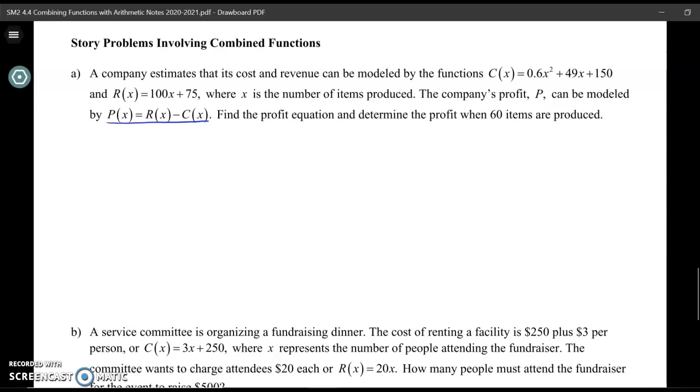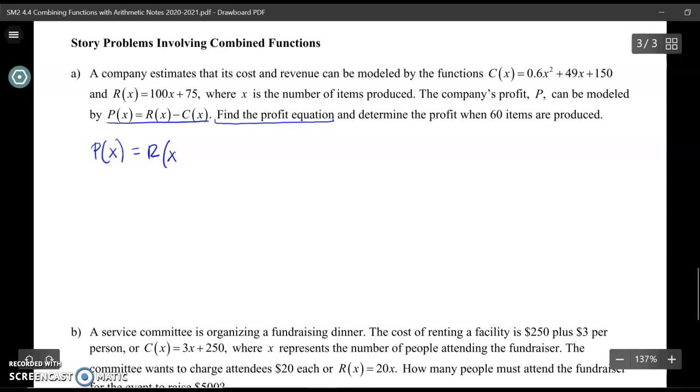So let's just start with this profit equation. Find the profit equation. So it already kind of gave it to us. We know that the profit is going to be equal to my revenue, which is like the income, minus the cost. So how much did it cost to actually produce those items? So here we can just plug some things in. We don't know what P of x is, but I do know what R of x is. R of x is 100x plus 75.